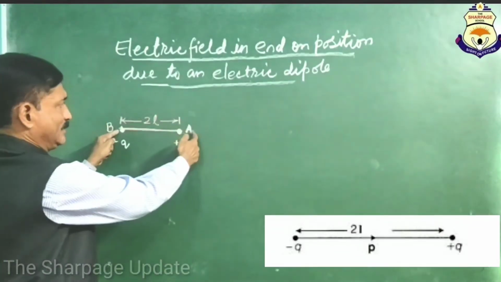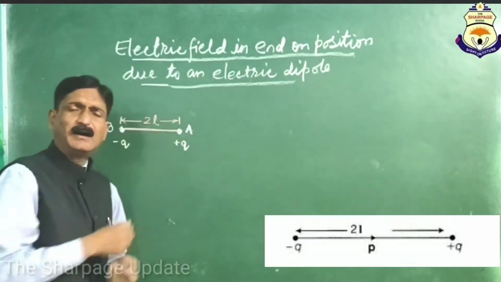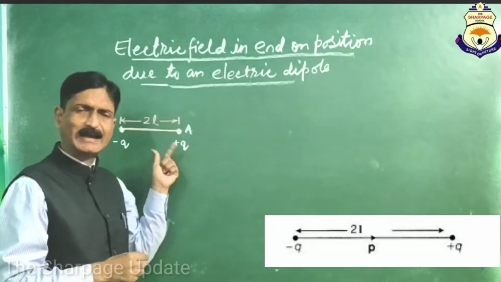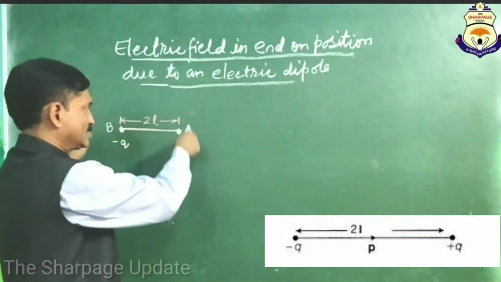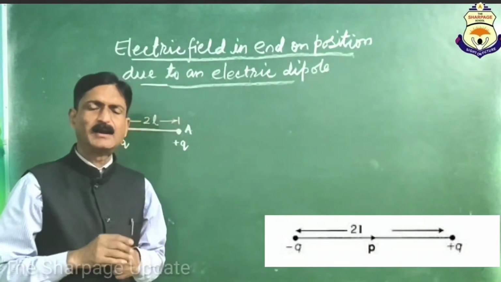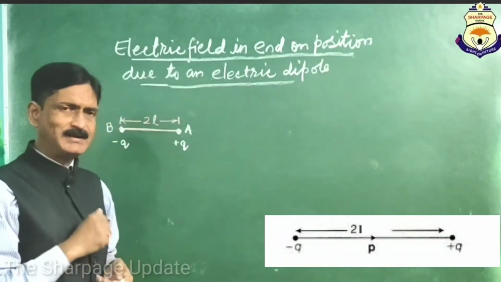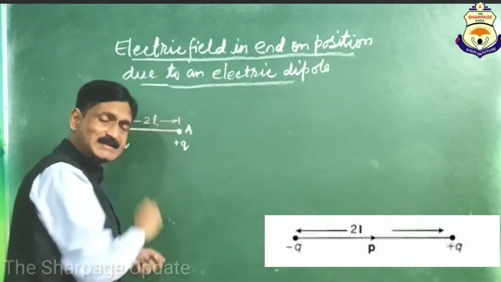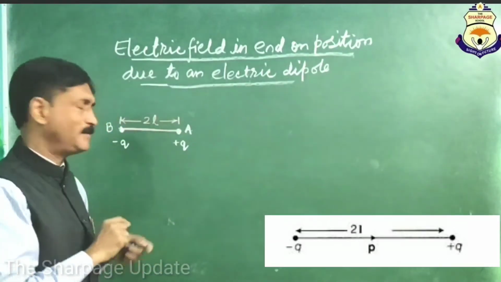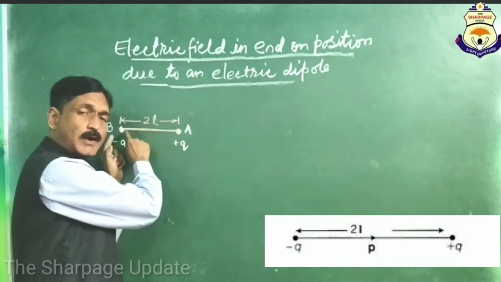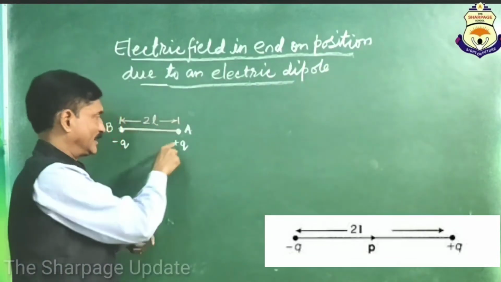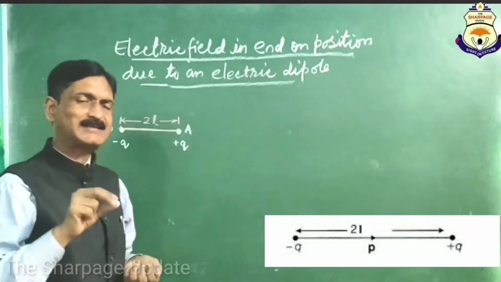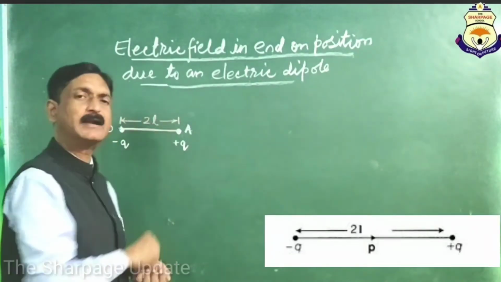So AB is the electric dipole, means when two equal and opposite charges are kept at a very small distance, then this system is known as an electric dipole. So friends, this is the axis of this electric dipole, means the line which joins the two charges, that is plus q charge and minus q charge, is known as the axis of this electric dipole.